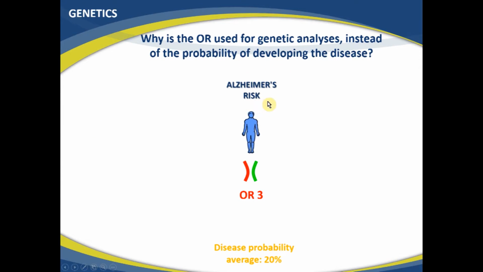This person has an odds ratio of 3 through genetic variation of developing Alzheimer's disease, dementia. And the disease probability is on average 20%. 20% of the general population develops Alzheimer's disease. Now, this is the kind of information that a genetic laboratory would communicate. But why not say 20% times 3? Because there is a prevention.